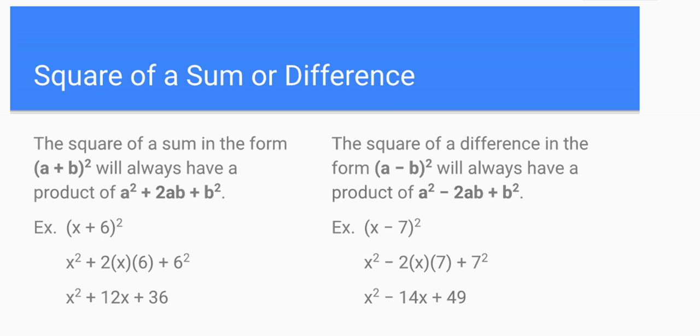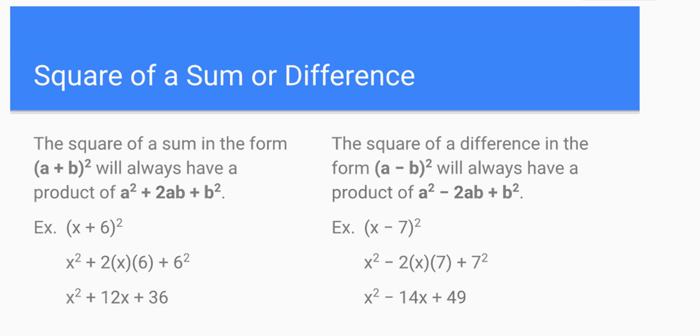The only difference, if we're finding the difference, is that if it's a minus b squared, like the examples on the right, say x minus 7 squared, you're still going to square x for your first term. You're still going to square negative 7 for your last term. The middle term is going to be the product of 2x and negative 7. So it's going to be negative 14x.